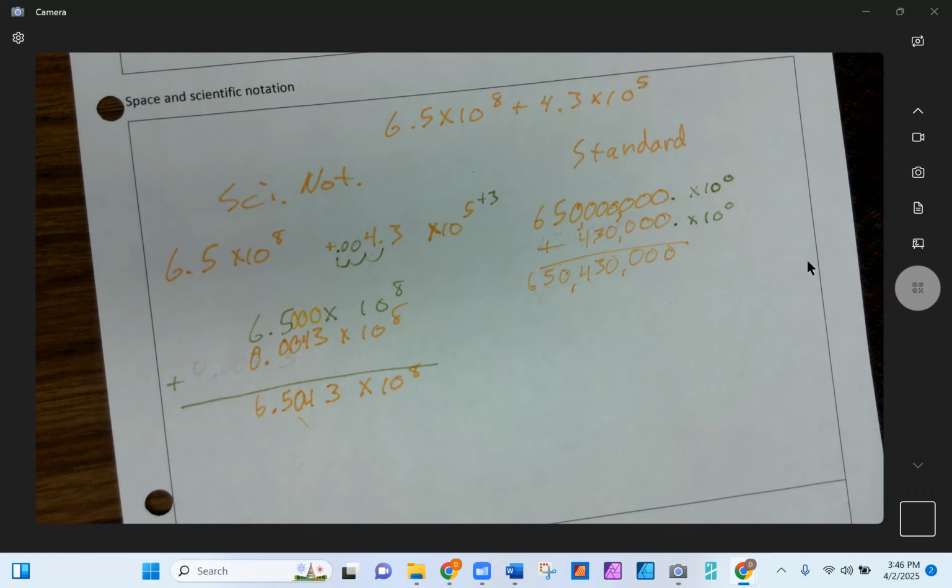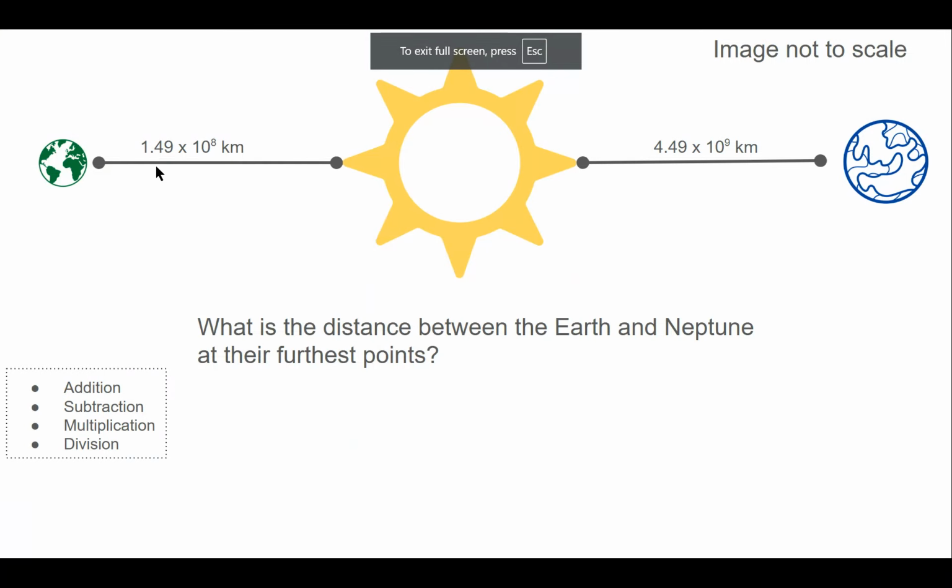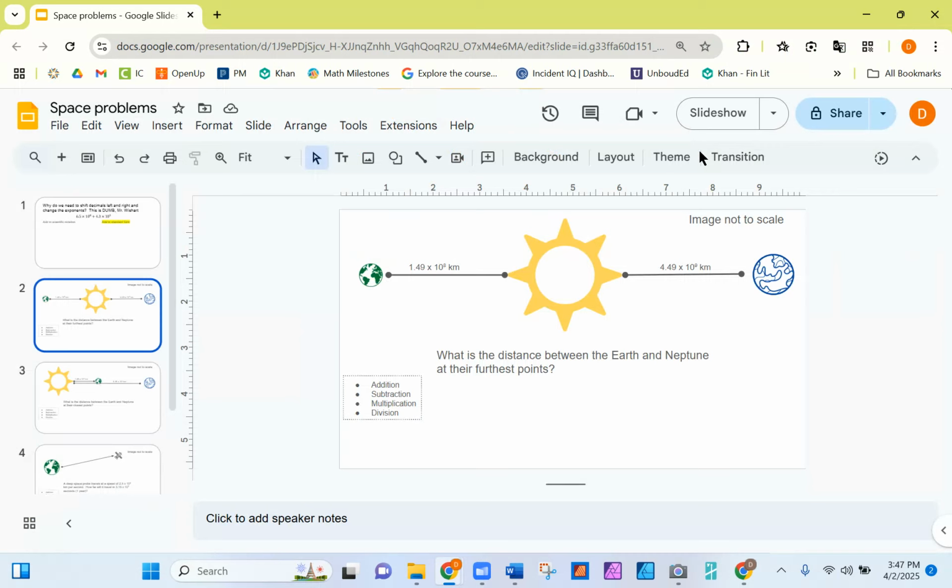Okay, now let's actually talk about some real-world situations. We move on to our next one. What is the distance between the Earth and Neptune at their furthest points, as they orbit around the sun? One would be on one side of the sun, the other on the other. So this would be an addition problem, right? So we're going to take this 1.49 times 10 to the 8th, and we're going to add it to that 4.49 times 10 to the 9th. Okay, so let me write that down. 4.49 times 10 to the 9th plus 1.49 times 10 to the 8th.